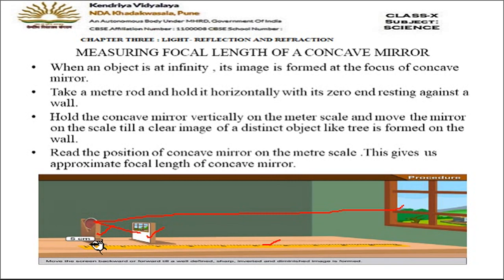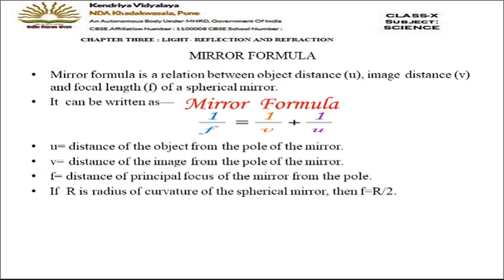What is focal length? Focal length is the distance from the focus point to the pole of the mirror. From the center of the mirror to the focus point where the image is formed, this distance is called the focal length. So this can be measured in this way. This was to give you a clear idea of how the focal length of the concave mirror is measured. Let us move on to the next concept now, that is mirror formula.